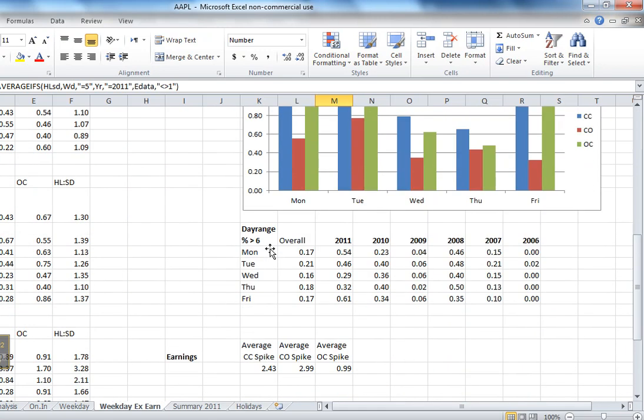And finally, we can see that the percentage of day changes over 6 points, or let's choose 7 points, is over 50% for Apple. So this makes a potentially excellent trade for this Friday.